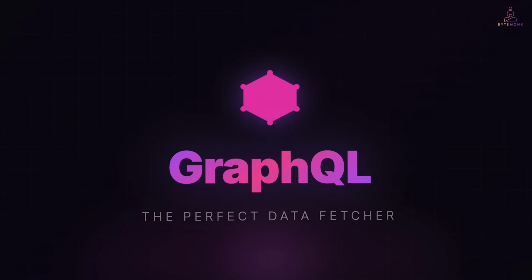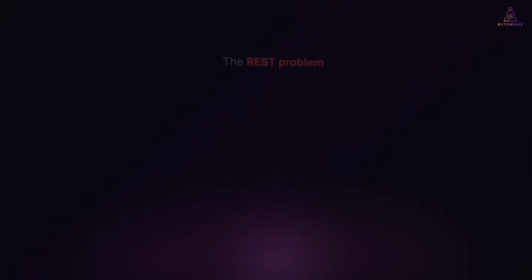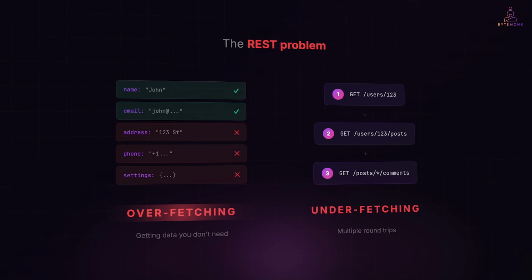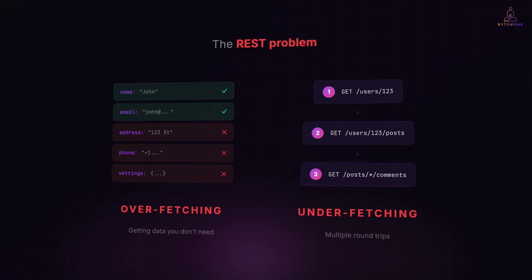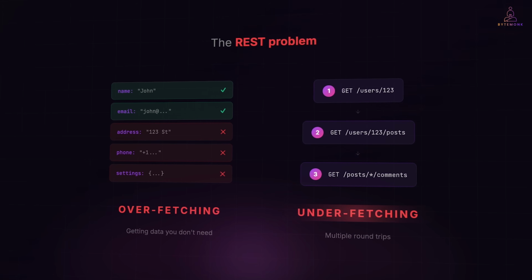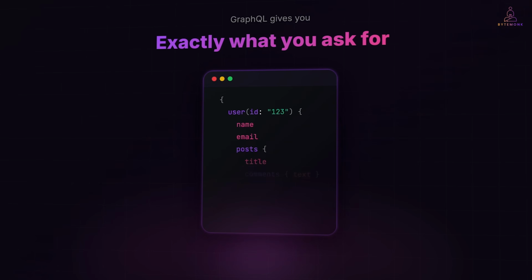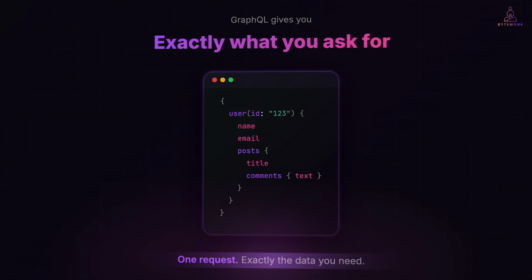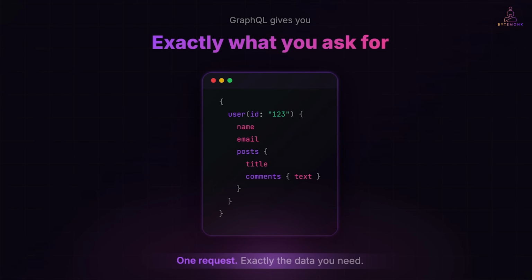GraphQL is a completely different way of thinking about APIs. Here is the problem it solves. With REST, you either get too much data, overfetching, or need multiple API calls, which is underfetching. GraphQL flips this. You decide exactly what you want in a single query. One request, one endpoint, exactly the data you need.